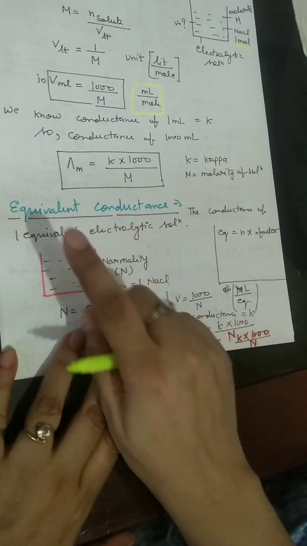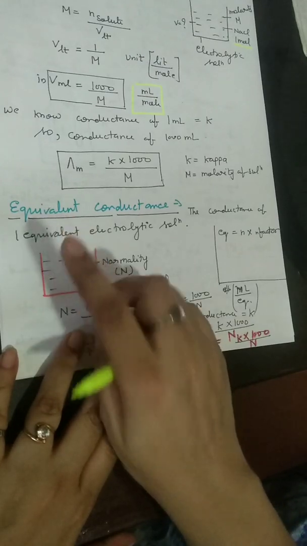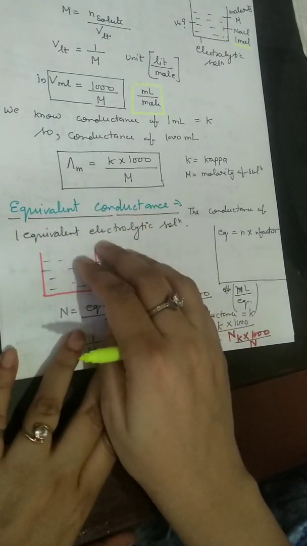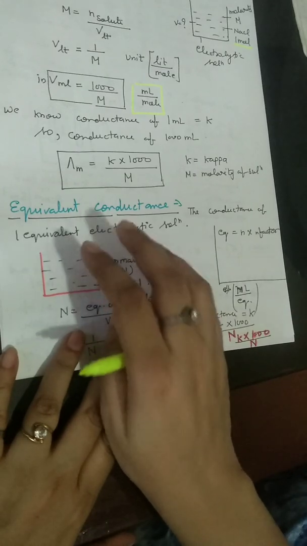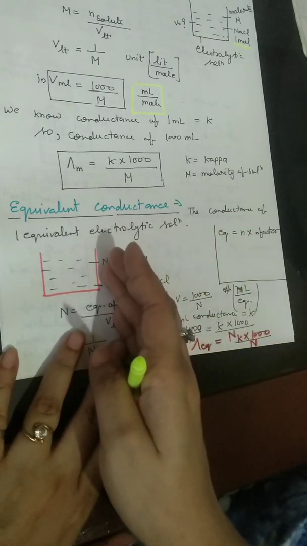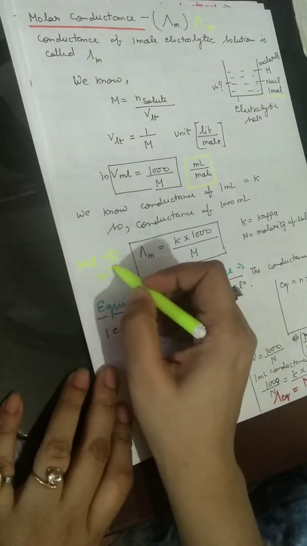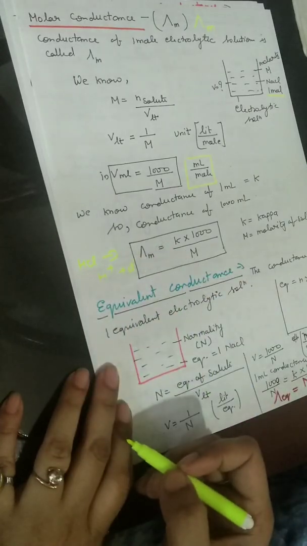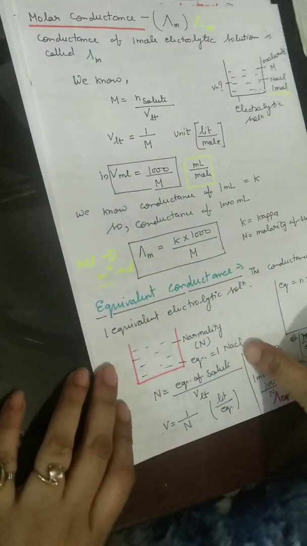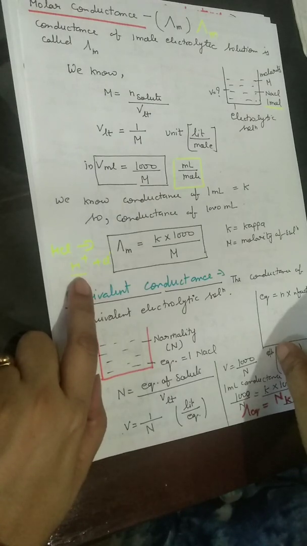And what is 1 equivalent? 1 equivalent is equal to moles into n factor. And what is n factor? In case of a chemical compound, the coefficients are known as their n factor. For example, suppose HCl dissociates as H plus and Cl minus, then the n factor of H plus will be 1, because only 1 ion of hydrogen is present here.